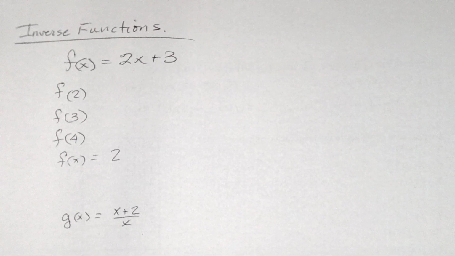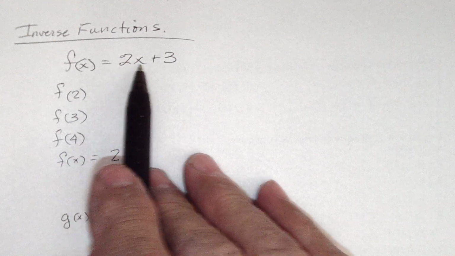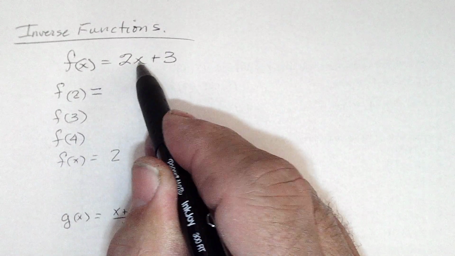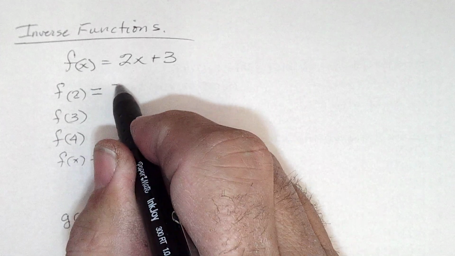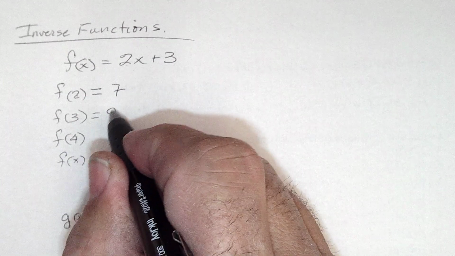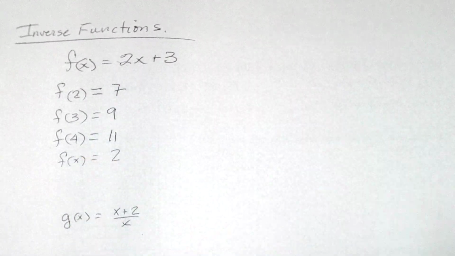Okay, let's talk about inverse functions. So if f of x is 2x plus 3, f of 2 would be 2 times 2, 4 plus 3, 7. f of 3 would be 6 plus 3, 9. f of 4 would be 8 plus 3, 11.